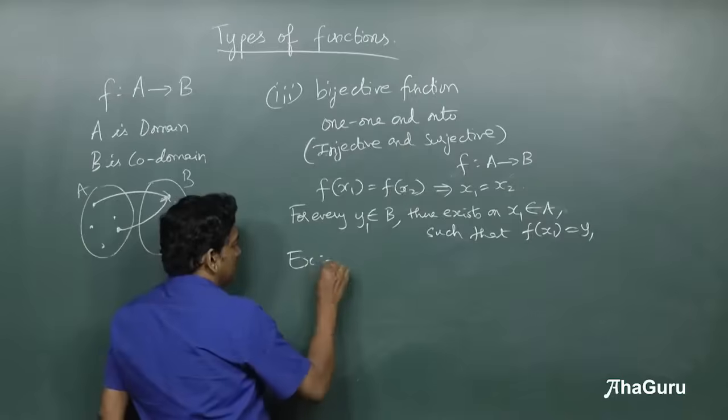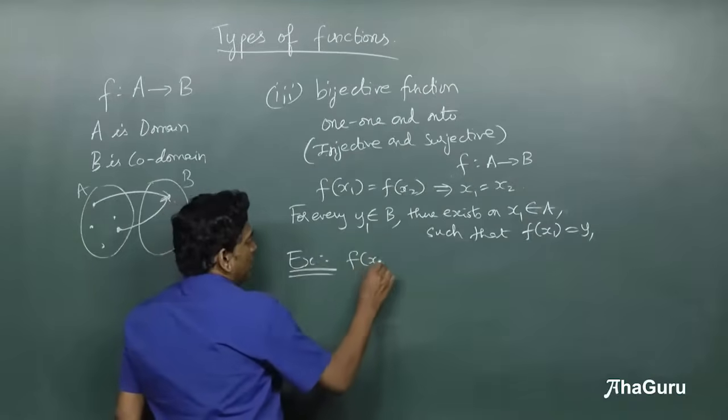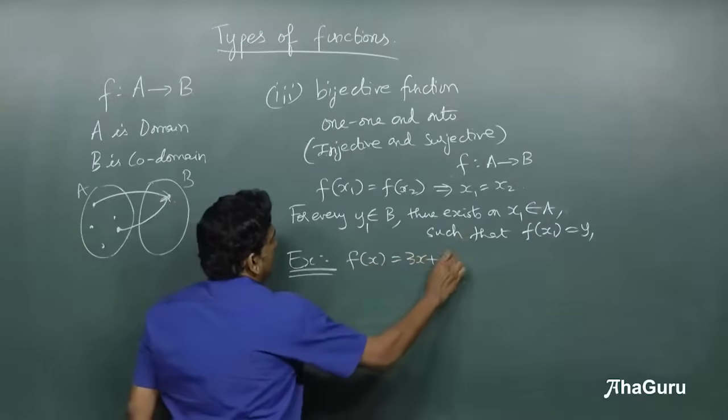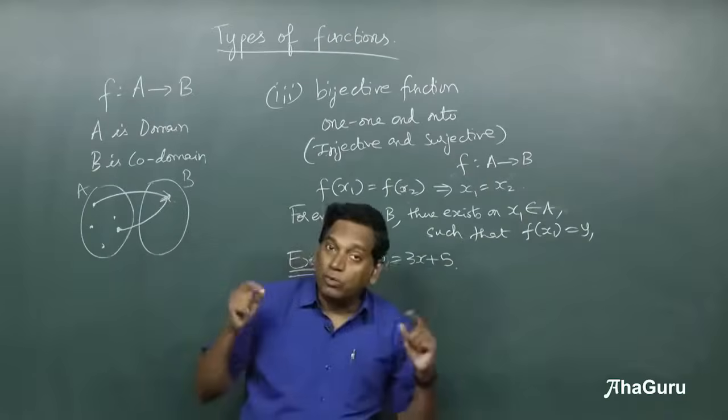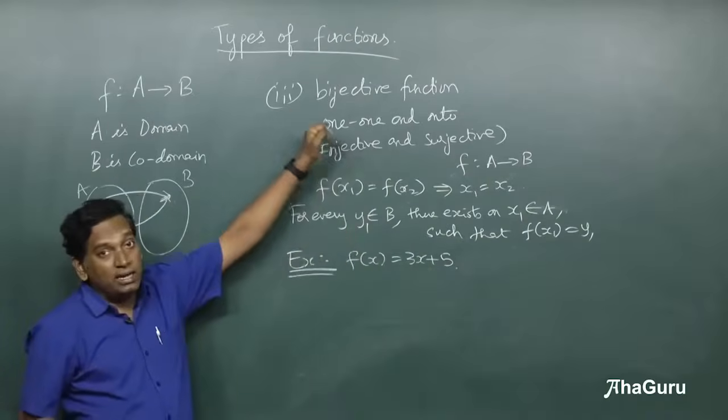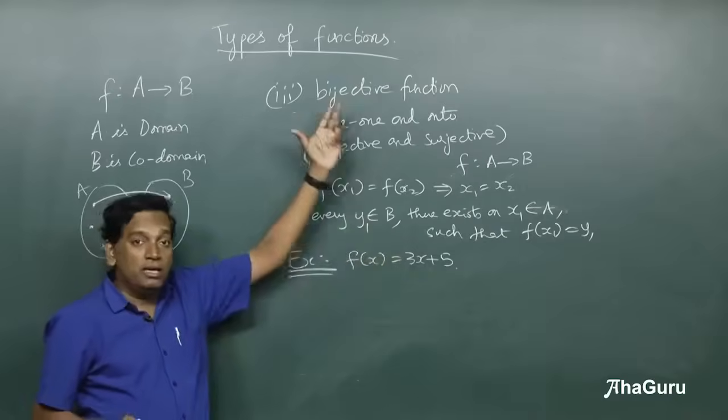Again, let's take examples. The example that we took earlier, f of x is equal to 3x plus 5, we found that it's both a 1-1 function as well as an onto function. Therefore it's a bijective function.